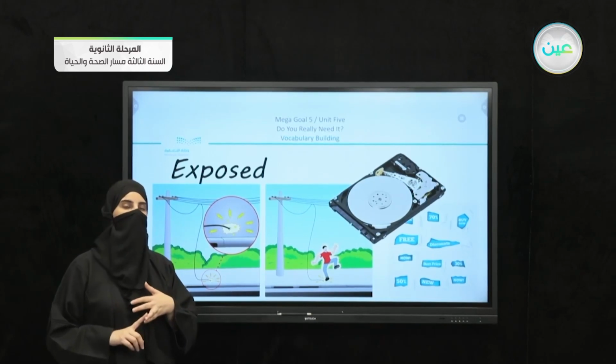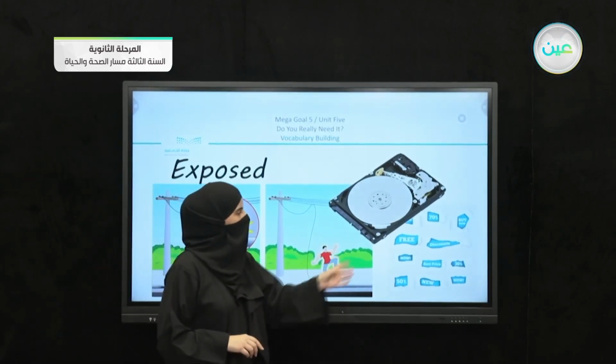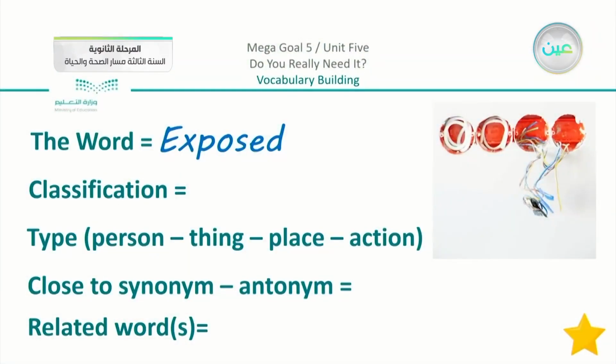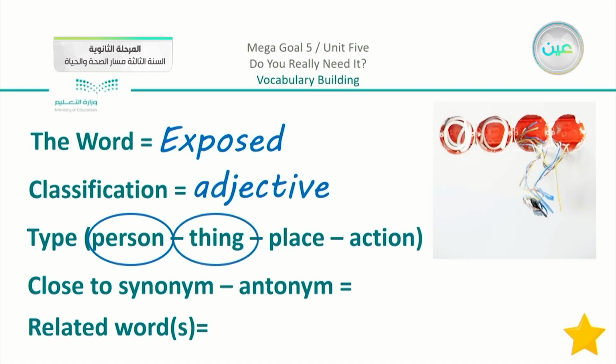But that's not always the case, because sometimes you have something like this. We have some advertisements. We can just tear the paper to see the advertisement that we have under it, which doesn't have any kind of danger in it. But in general, we have here the word exposed. We are describing the wires here, that they are exposed, or the advertisement that is exposed, which makes it an adjective. This adjective can be used for a person, a thing, a place, or an action. I can describe an action as an exposed action, or a place, an exposed place, or even a thing.